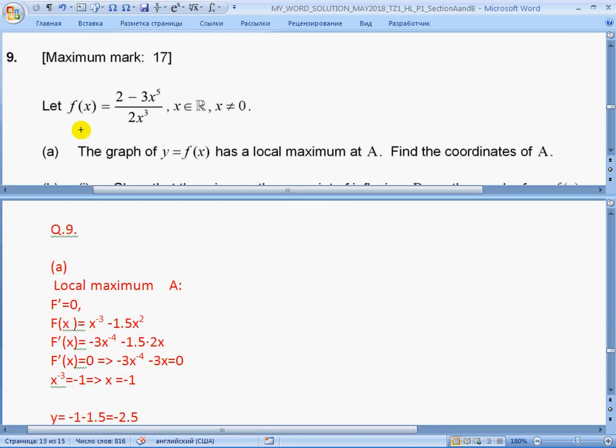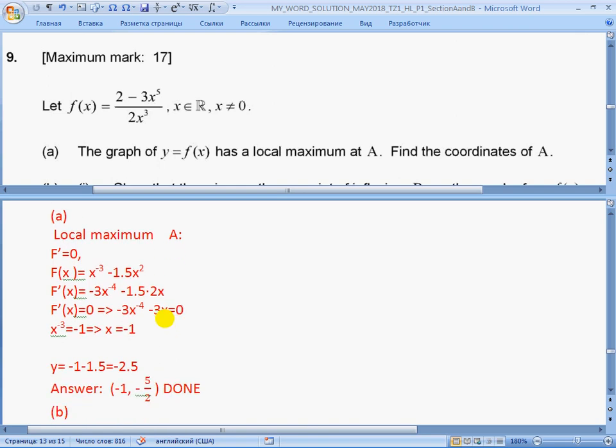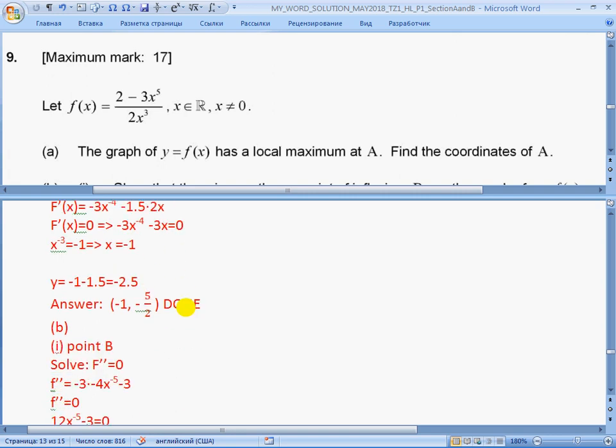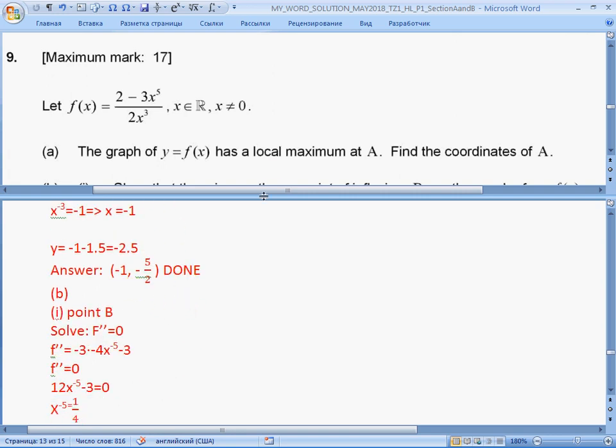Question 9. So we have a function. The graph of the function has a local maximum. Find the coordinates of A. Local maximum means that the derivative equals 0. So to find the derivative, I rewrite this fraction into sum form and very easily find the derivative. Then I equate the derivative to 0 and find x equals minus 1. So x equals minus 1 and the value of the function here is minus 1 minus 1.5, which gives us minus 2.5. So the point itself is minus 1, minus 5 over 2.